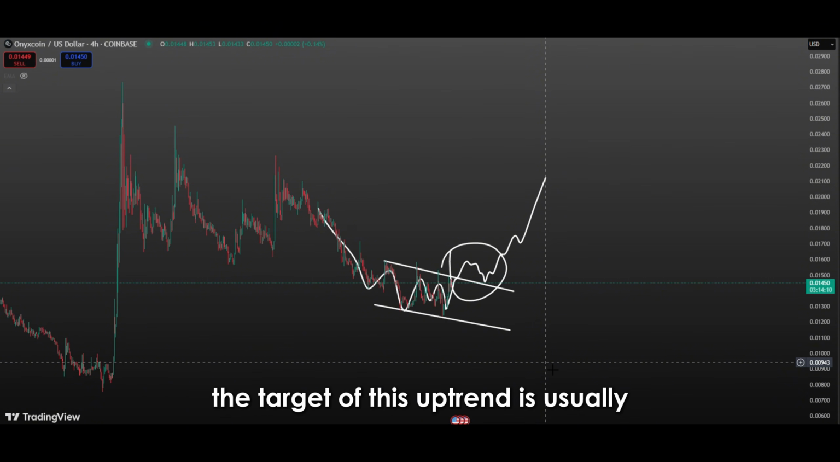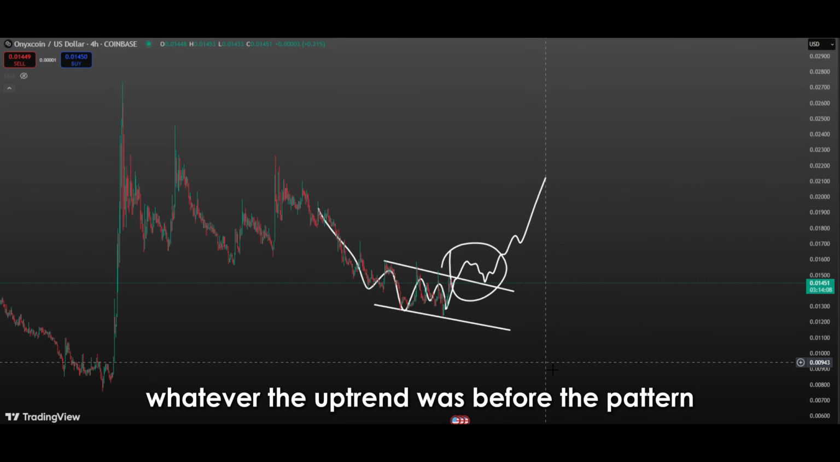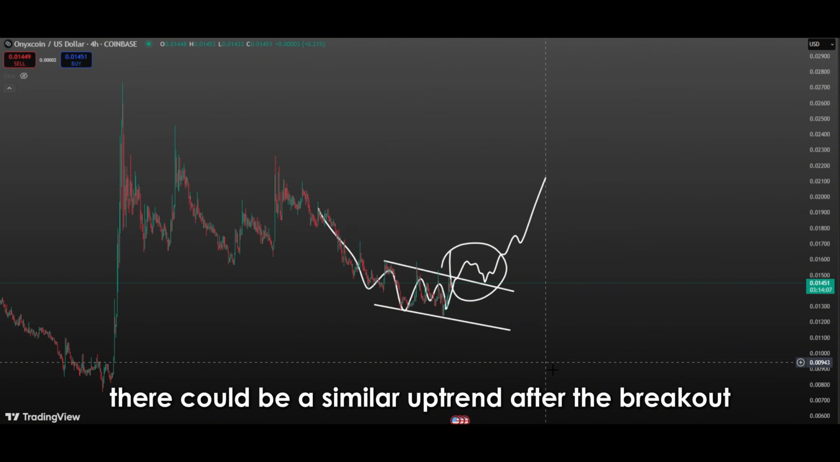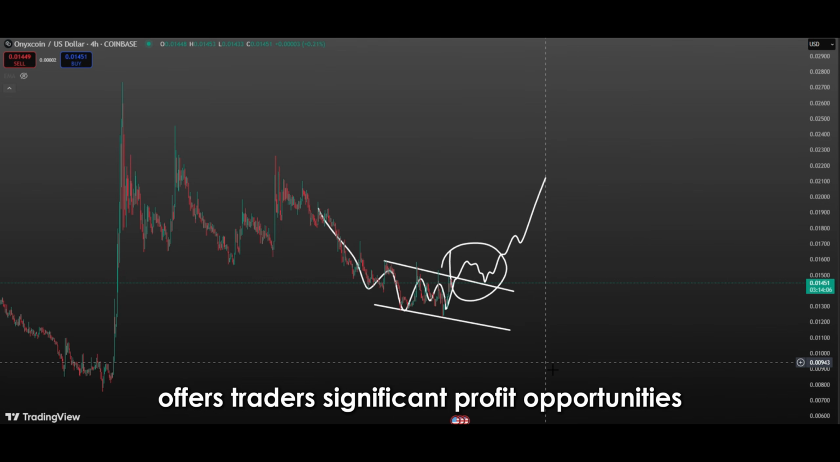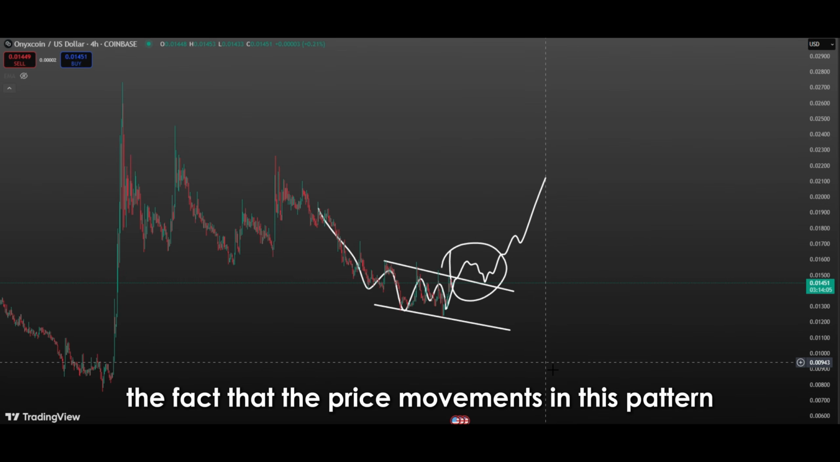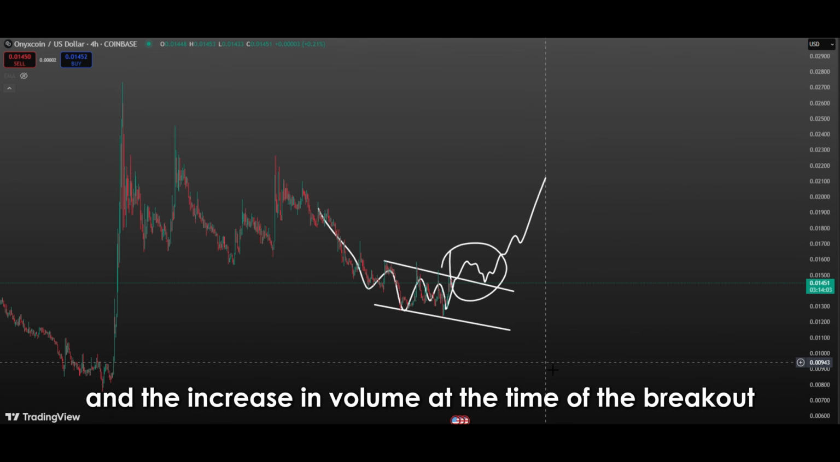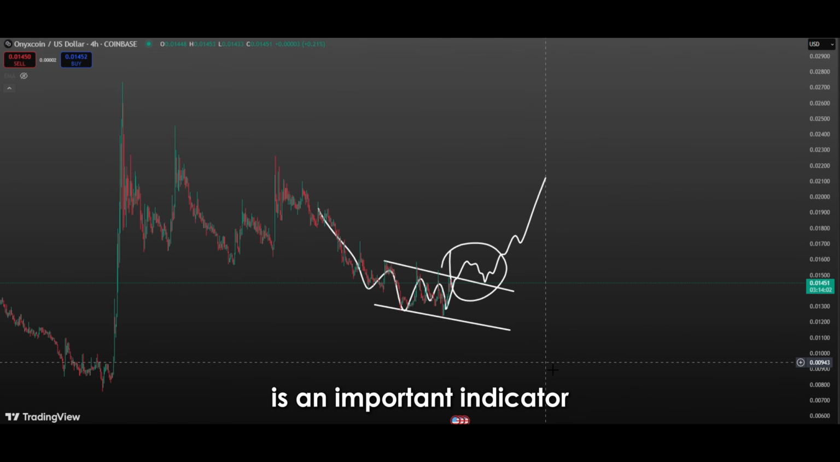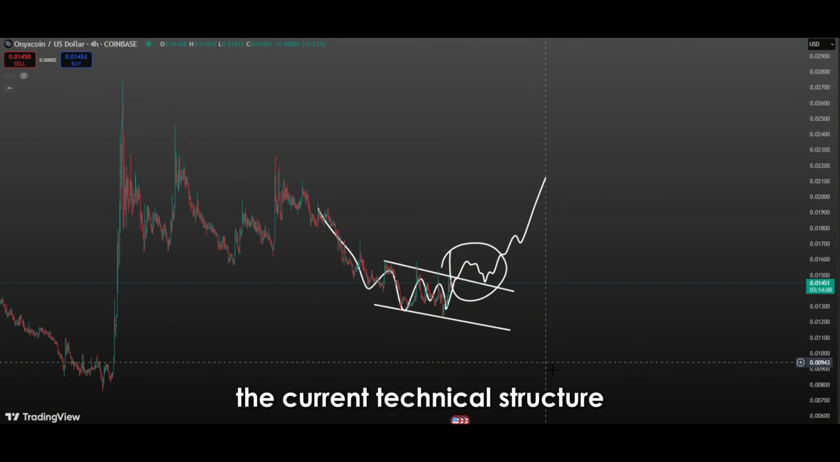The target of this uptrend is usually around the length of the flagpole. This means that whatever the uptrend was before the pattern, there could be a similar uptrend after the breakout. This type of movement offers traders significant profit opportunities. In addition, the fact that the price movements in this pattern are supported by volume is also a very positive development, because the decrease in volume during the squeeze period in the flag structure and the increase in volume at the time of the breakout is an important indicator that increases the validity of the pattern from a technical point of view. The current technical structure also supports this expectation.